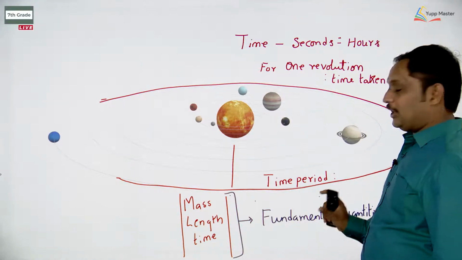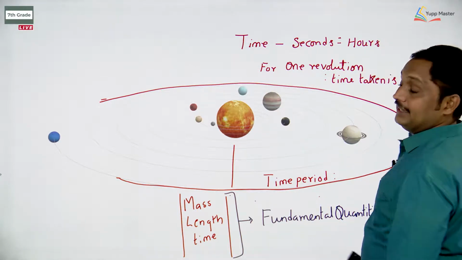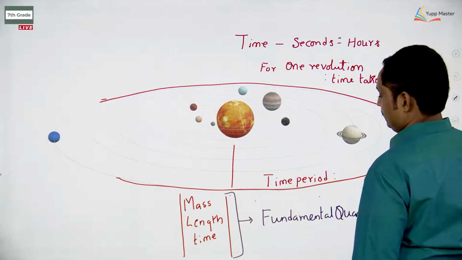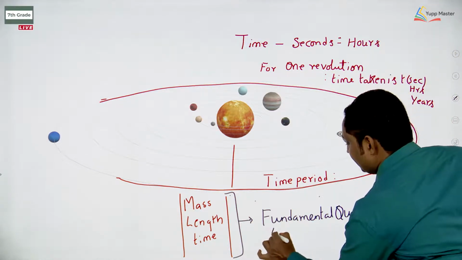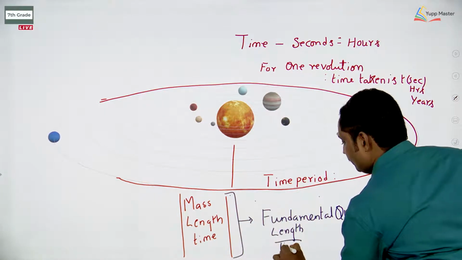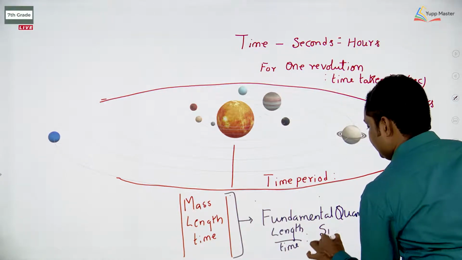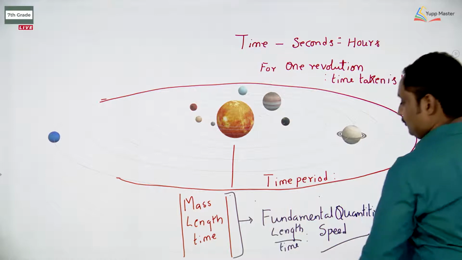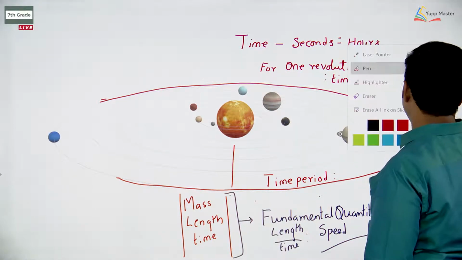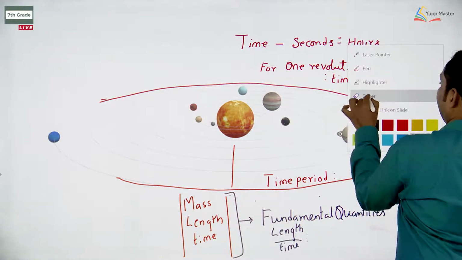Okay, with the help of fundamental quantities, what can you do? Right, you can get the derived quantities. Let's say a simple example, that is length by time. You may get that speed. Distance covered in one time. Just you will get one other quantity. That we will discuss very clearly in another task.